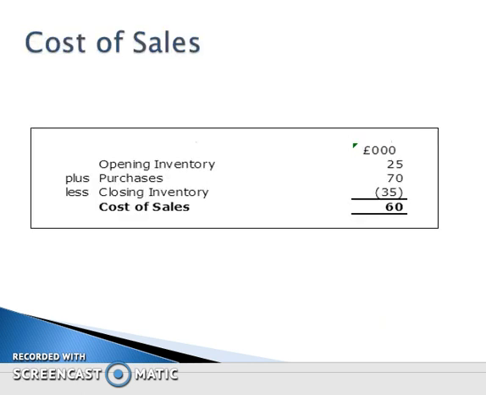Going back now to the cost of sales that we saw earlier, if a business makes its money by buying and selling products, then the cost of sales is calculated as shown here. If the business manufactures products, then the purchases line is replaced by the cost of the products manufactured.